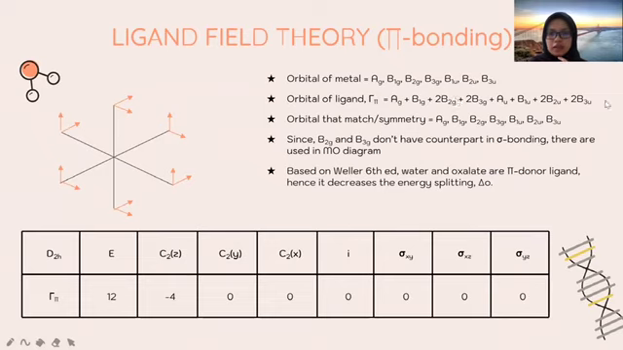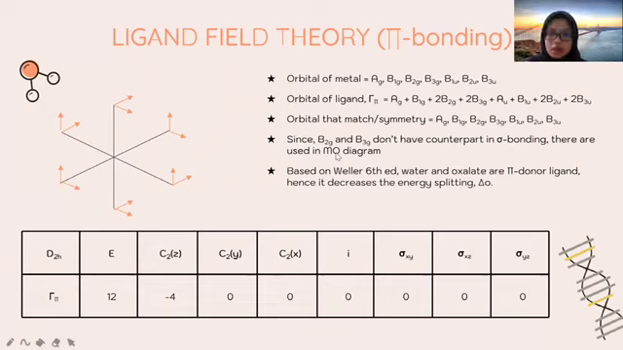After we reduce, we can get the orbitals of pi bonding. By comparison between the orbitals of the metal and the orbitals of the ligand, the only symmetry orbitals are AG, B1G, B2G, B3G, B1U, B2U, and B3U. If we compare pi bonding and sigma bonding, the only orbitals that don't have a counterpart in sigma bonding are B2G and B3G. So these two orbitals will be used in the molecular diagram of pi bonding to determine the difference in energy splitting.